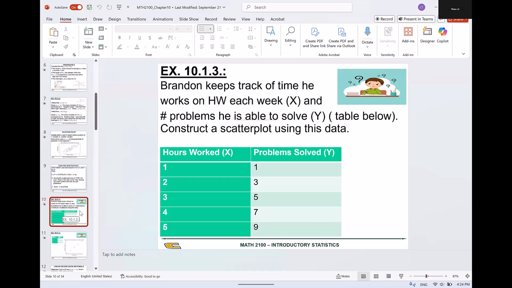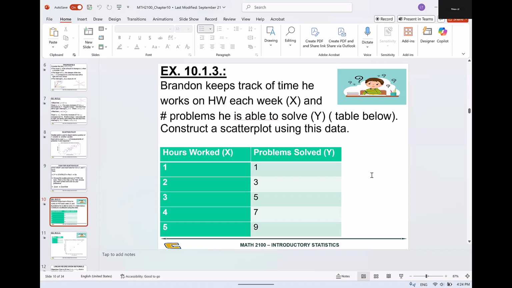So let us look at the example. Here, Brandon keeps track of the time he works on homework each week, and the number of problems he is able to solve, which is y here. Construct the scatter plot using this data. So we have a data table, the hours he worked on homework each week, and the y, which is the number of problems he can solve.